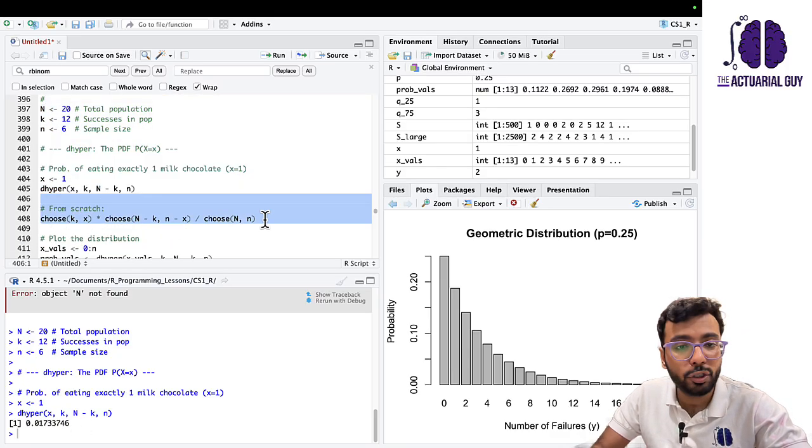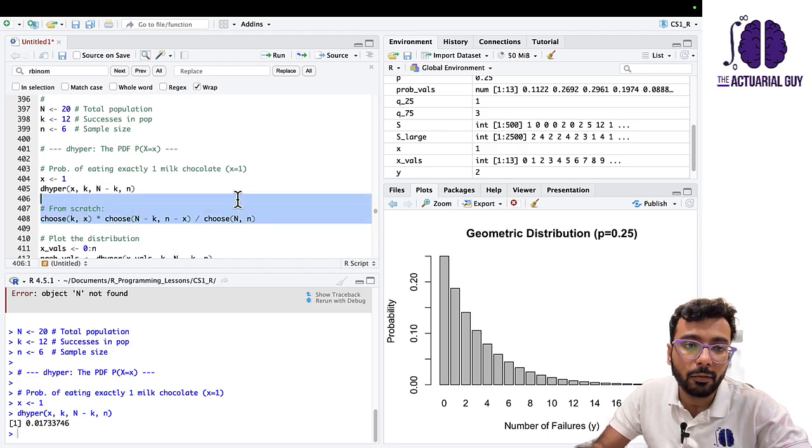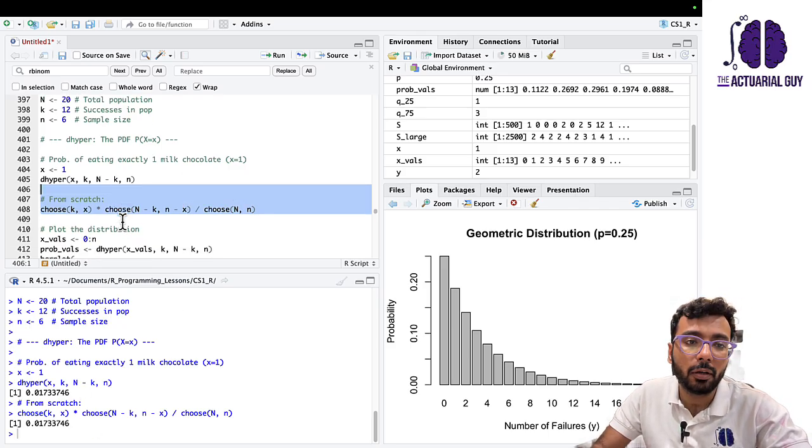This is the formula that I had just written on a piece of paper. Out of the n sample points that you are choosing from a population of size capital N, you want x to be out of k and you want n minus x to be out of N minus k. That's what we are doing. So this should be the same number, and it is the same number. This is how you calculate your probability.